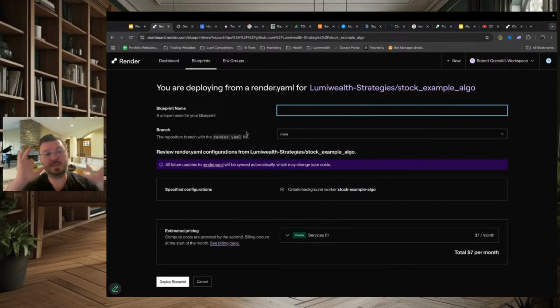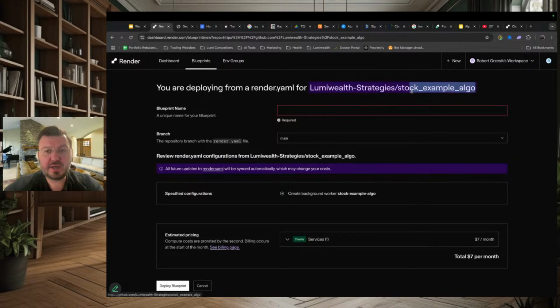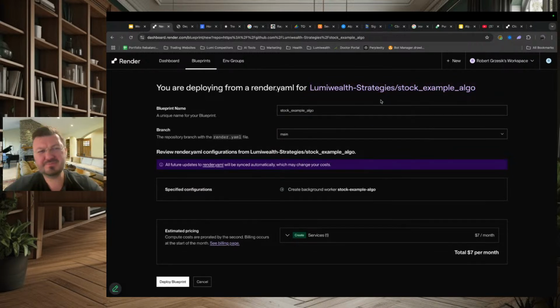Okay, so now we're at this page. You're deploying from a render.yaml for this thing. So you only need to fill in a couple things here. You need to fill in your blueprint name. It doesn't really matter what you put in. I'll usually just take this, stock example algo. I'll just copy that, put it in. Honestly, it doesn't really matter. Whatever you're going to remember, whatever makes sense to you, fill in that blueprint name.